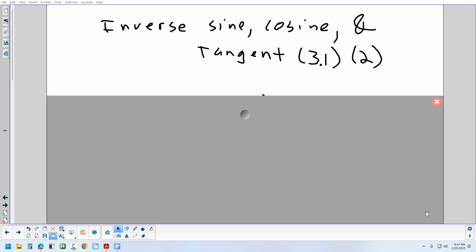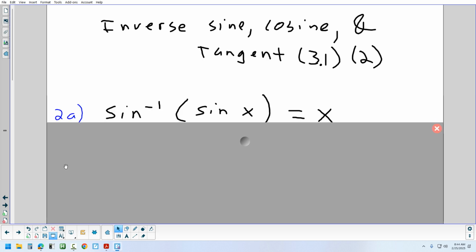Yep. And then we also looked at how to use that table if the answer is a multiple of 30 or 45 to look up the answer using that. So we learned yesterday that if you take the inverse sine of the sine, they cancel each other out. And the answer that you get right here is whatever you plugged in to start with.